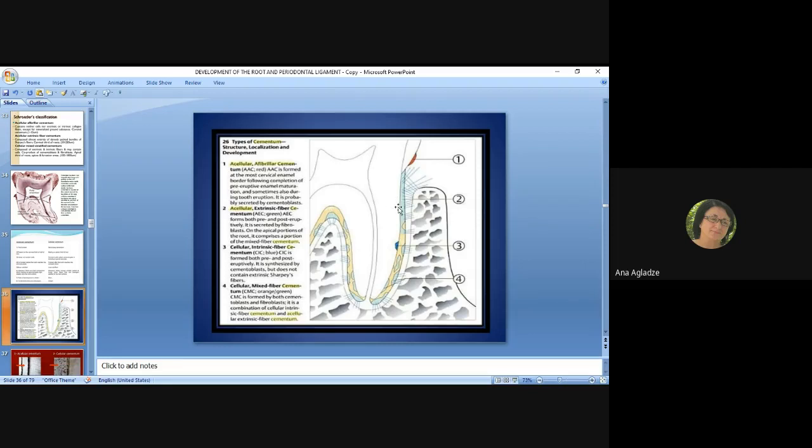And here you can see acellular but extrinsic fiber cementum, where the fibers from the periodontal ligament penetrate the cementum. Here, this is from outside. They have no cementocytes, and the fibers are externally embedded into the cementum. These parts are acellular extrinsic fiber cementum. And here you can see this blue appearance. This is cellular intrinsic fiber cementum and cellular mixed fiber cementum.